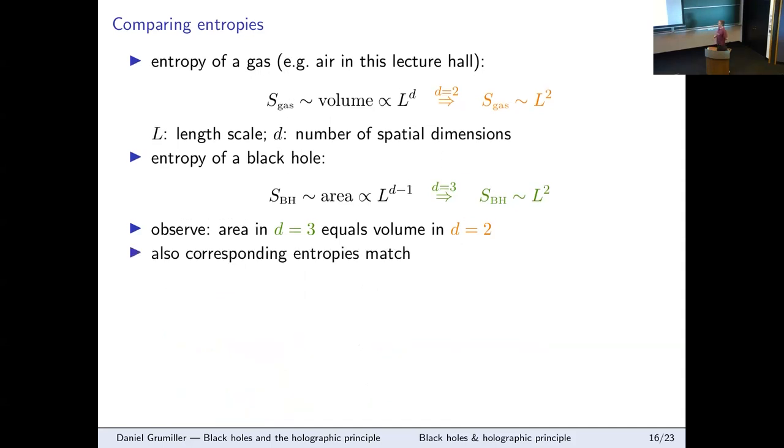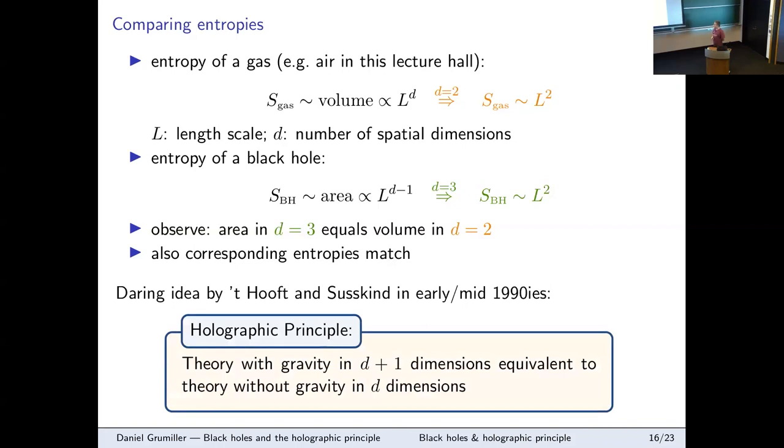Why is this important? Well, because when you compare the entropies, you observe that the corresponding entropies match if you consider a black hole in one dimension higher than a corresponding ideal gas. So if you consider some gas in two dimensions, the amount of information contained there scales in the same way as if you put the black hole in one higher dimension. And this is what motivates the holographic principle. So the holographic principle lifts this basic observation to a principle.